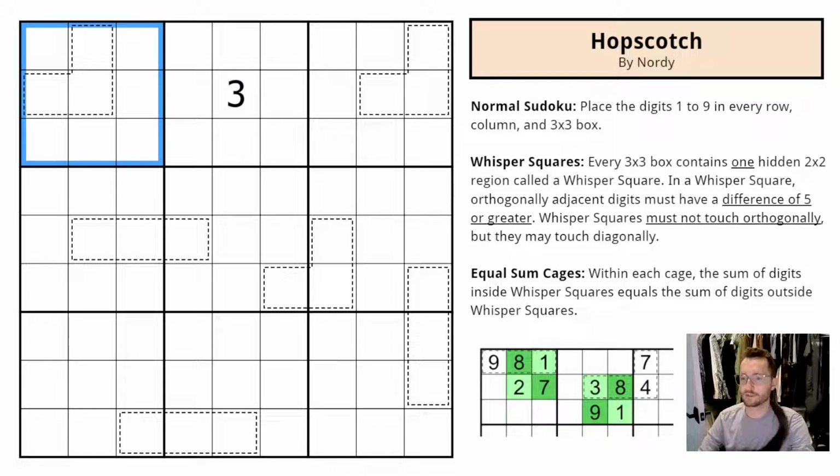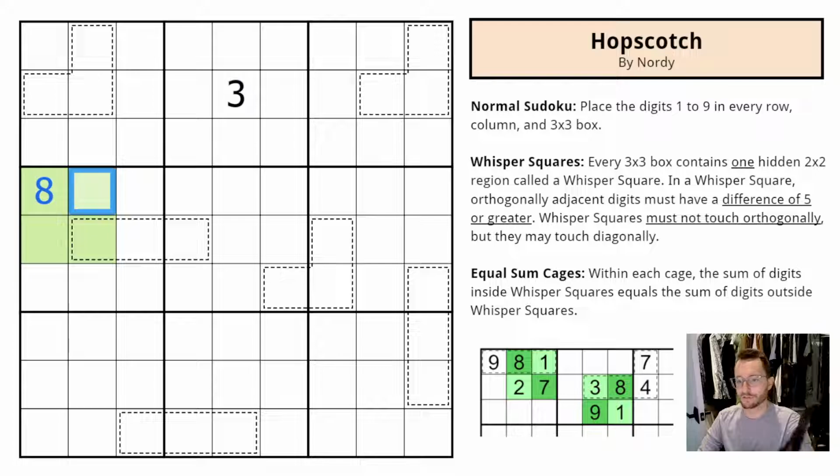The first is whisper squares. Every 3x3 box contains one hidden 2x2 region called a whisper square. So here's a 2x2 region. In a whisper square, orthogonally adjacent digits, like so or like so, must have a difference of 5 or greater. So that means, let's say this is an 8. The digits that are next to it, orthogonally, must have a difference of 5 or greater.